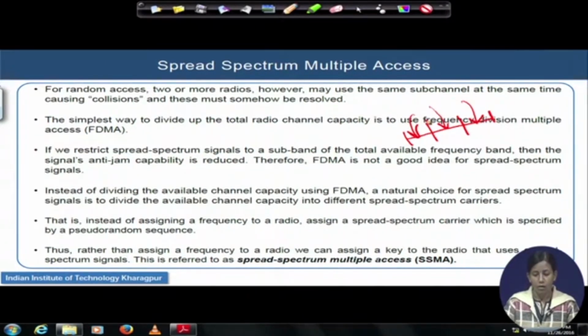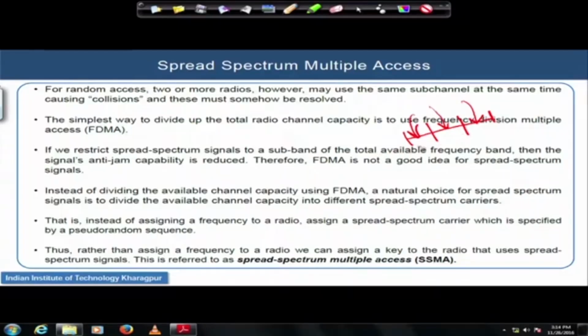So that's why we don't prefer frequency division multiple access as a natural choice for spread spectrum communication systems, because in spread spectrum communication our fundamental motto of design is secure communication, where by default, by means of signal processing, you get protection against jamming activities over the environment.